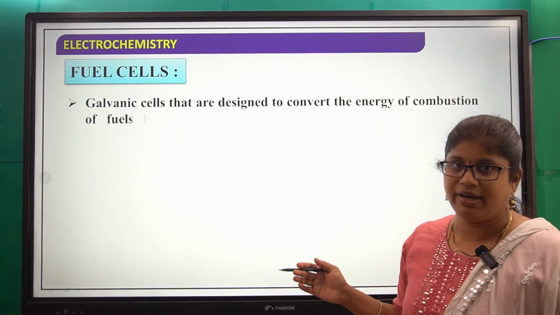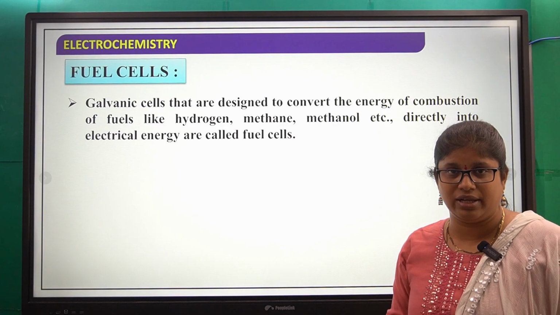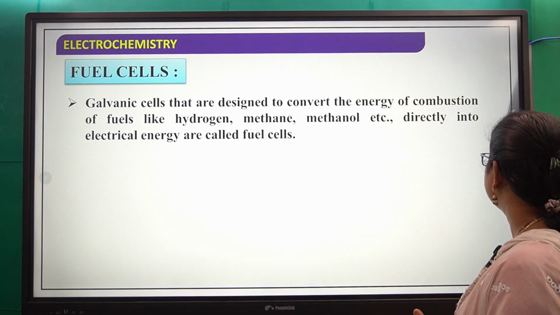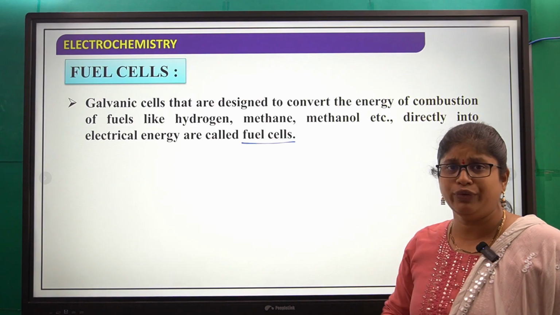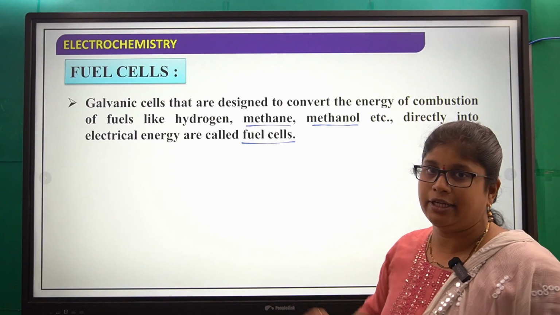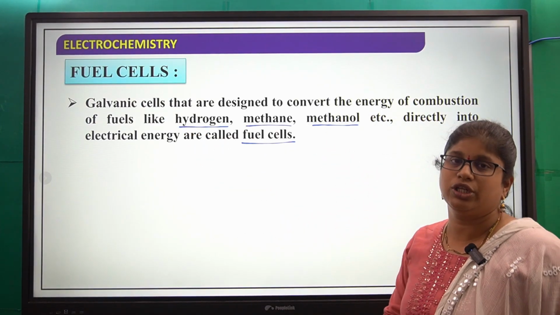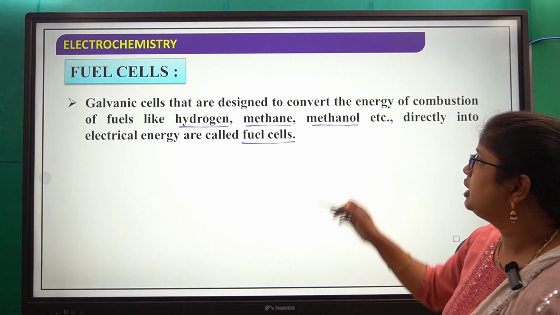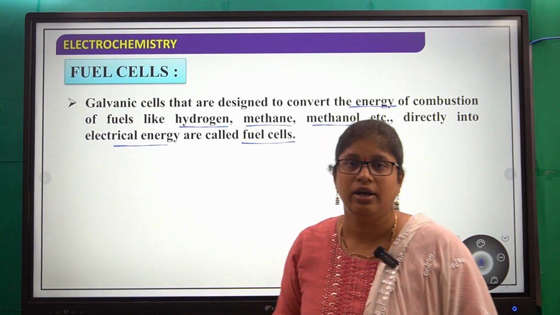Fuel cells are generally galvanic cells that are designed to convert the energy of combustion of fuels like hydrogen, methane, methanol, etc. directly into electrical energy. We know that when we combust hydrocarbons like methane and methanol, they release some energy. Even combustion of hydrogen releases energy. So the cells which convert that energy directly into electrical energy are called fuel cells.